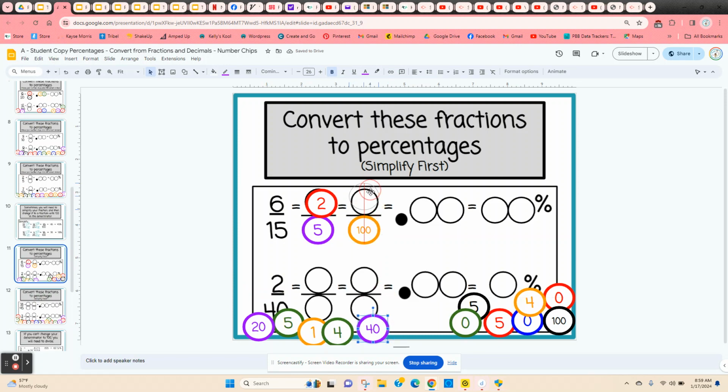And the purpose of having every number that the students need is if they're struggling, they know they have to use every number. Or if they get to the end and the numbers aren't working, they know they've made an error somewhere and they need to go back and check. So simplify, then convert to a fraction with 100 in the denominator, convert to a decimal, and then a percent.